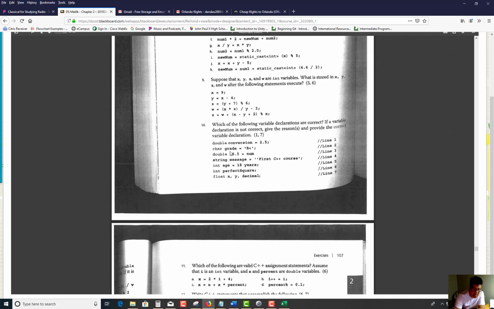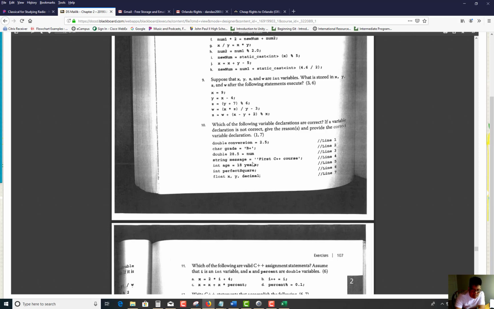Look at this one. Char, character is the data type, and grade. Remember now, char, you put this in an apostrophe, but look, you can't have a B plus. It has to be 1, either B or A plus. You can't have both. Char is only 1 byte. So this line 2 is invalid. Look at this. What's wrong with this one? Double 28.5 equals num. The right-hand side is a variable. Store that into some constant. This needs to be flipped back and forth. So line 3 is invalid.